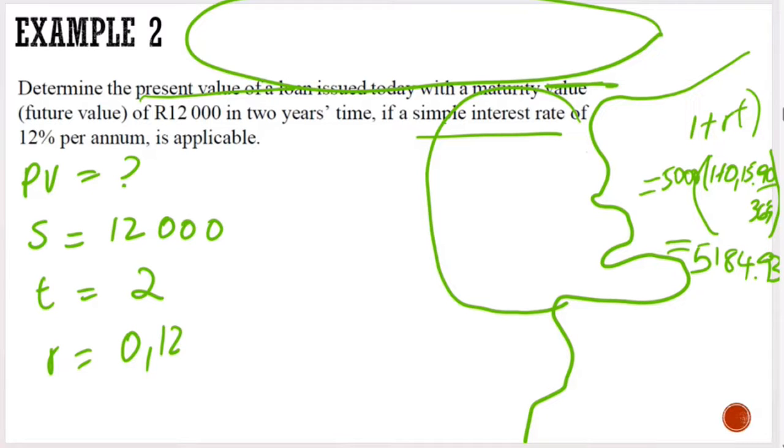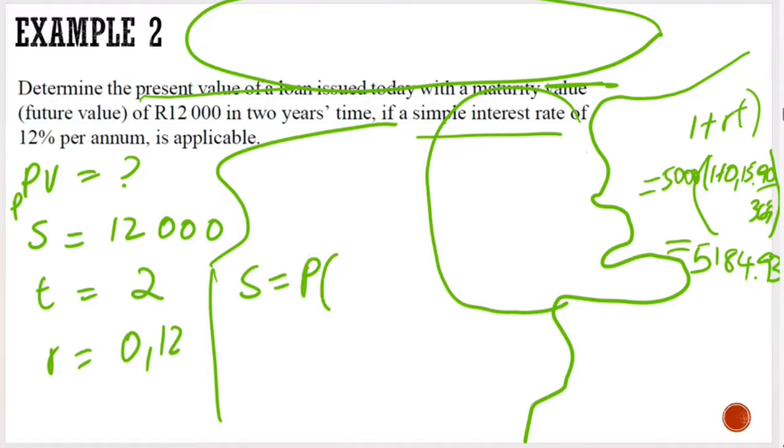Okay, here you know what you're looking for: P. So now you go to your S = P(1 + rt). We are getting the correct formula because we are told we are working with simple interest. That's your keyword. The simple interest is what you are told you are working with, so you know which formula to use.